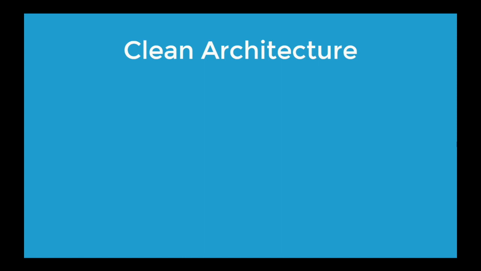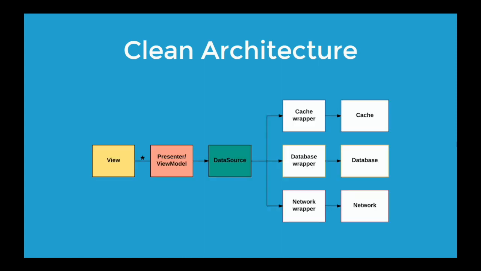Once we apply a proper clean architecture, it looks something like this. We have a view and a presenter or view model, based on whatever your choice of architecture is. After that, we do some more layering, which is a data source or a repository. And then we may have 3 or fewer data sources: cache, followed by database and networking. With this kind of architecture, it becomes truly modular and scalable.